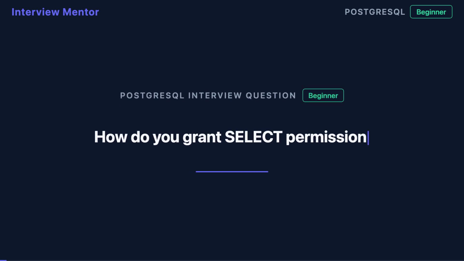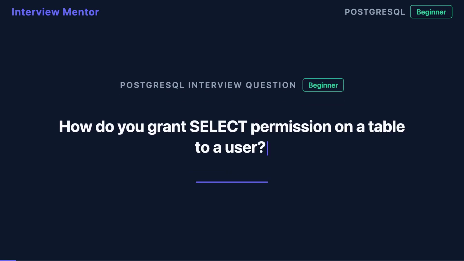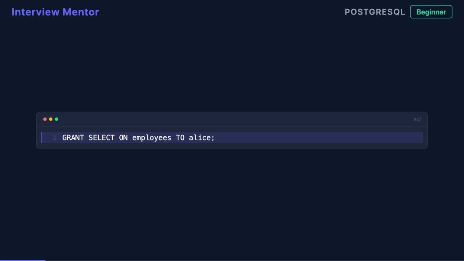Created a database user but they still can't read any table. You forgot to grant permissions. In PostgreSQL, access is always explicit. In PostgreSQL, you control read access with the grant command. The syntax is grant select on table name to username.